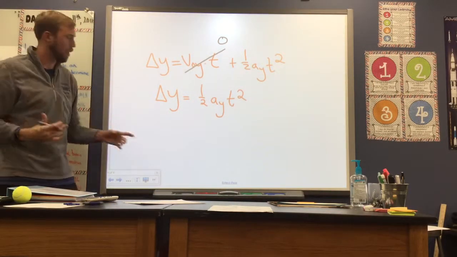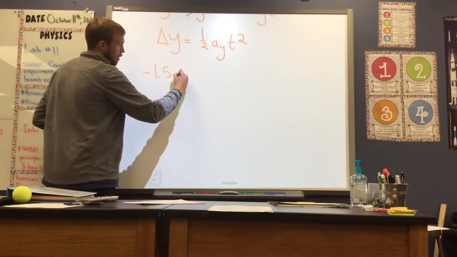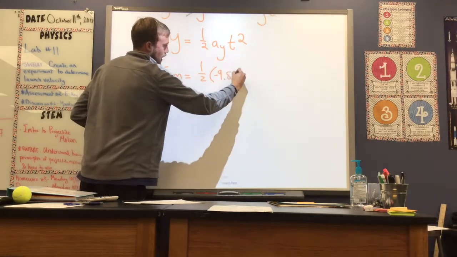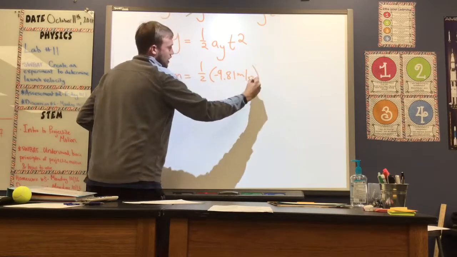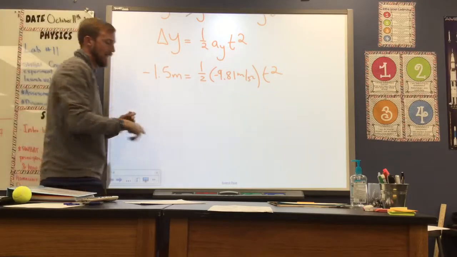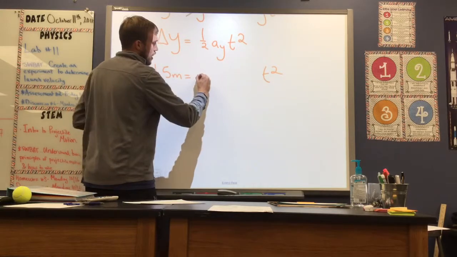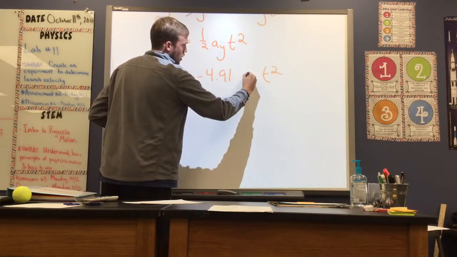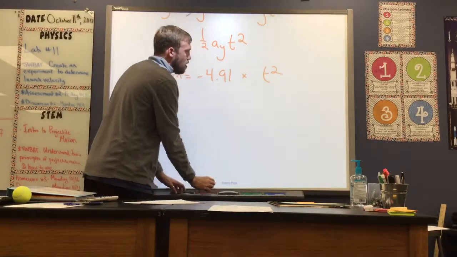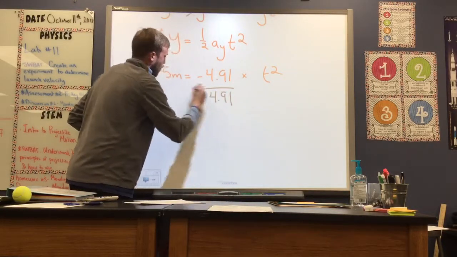So now that I have a more simplified version of my equation, I'm just going to plug some numbers in. Our delta y was negative 1.5 meters, which is equal to 1/2 times negative 9.81 meters per second squared times t squared. So 1/2 times negative 9.81 is going to give me approximately negative 4.91 times t squared. Again, we're trying to use the y direction here to find time. So to get that time by itself, I'm now going to divide by negative 4.91.